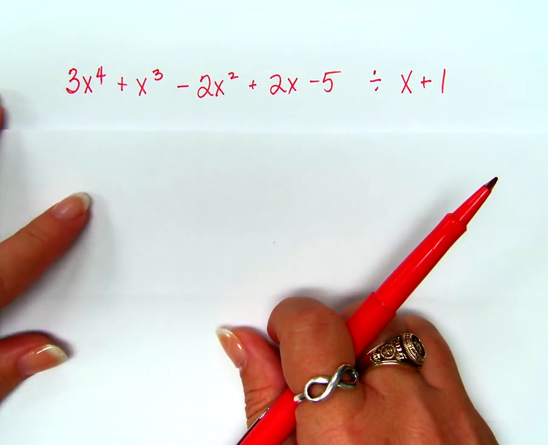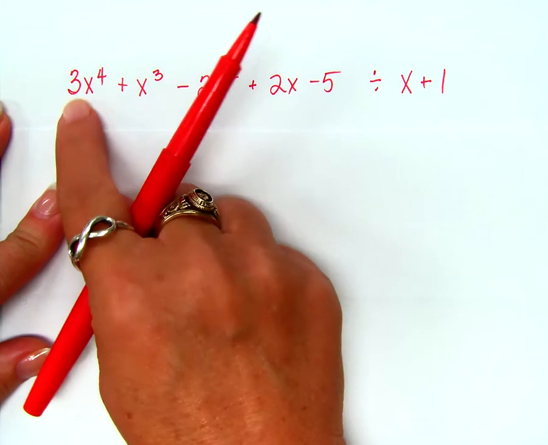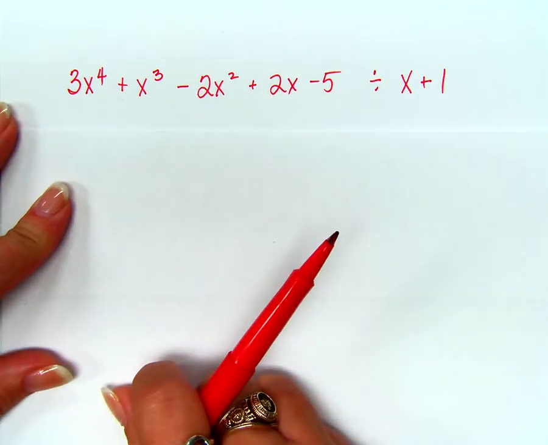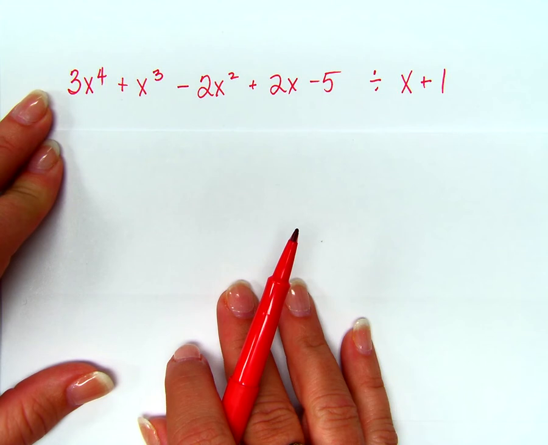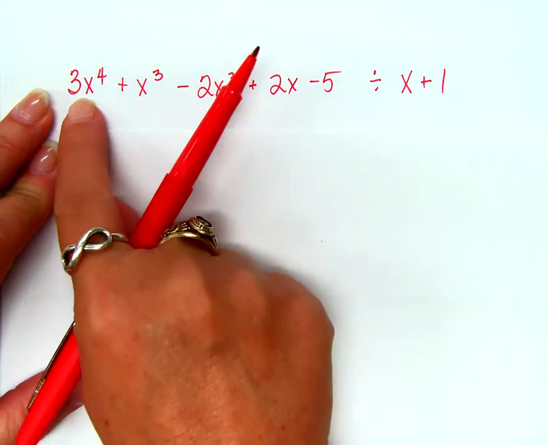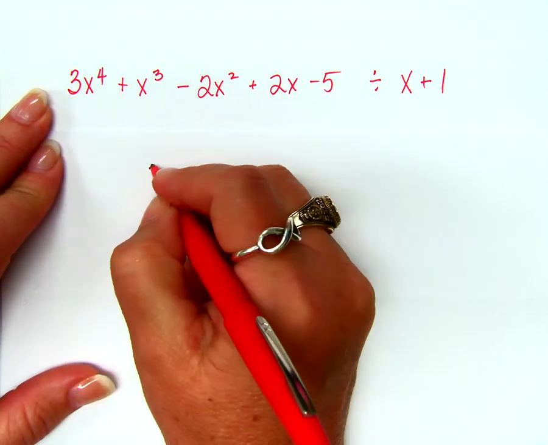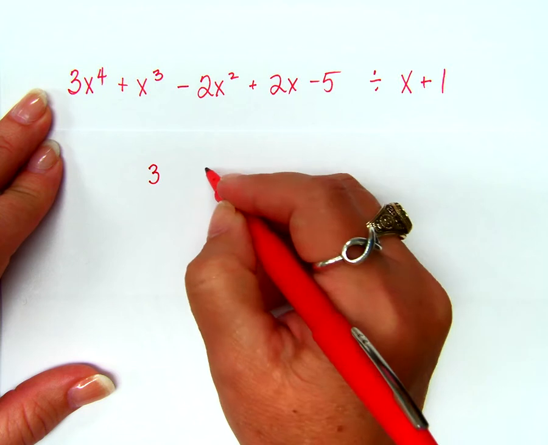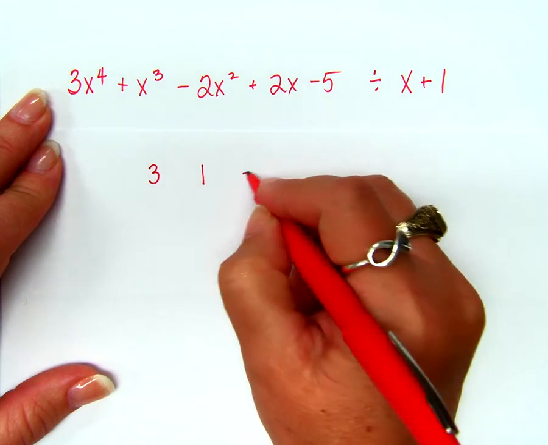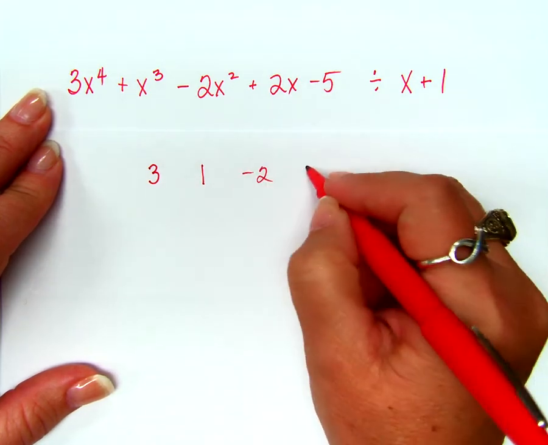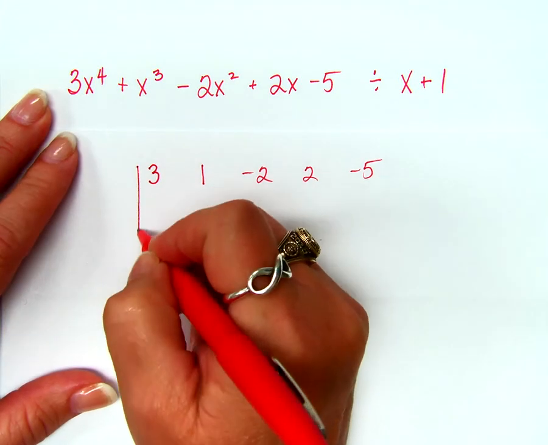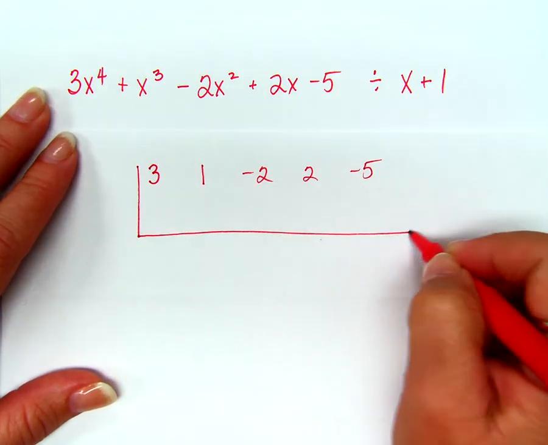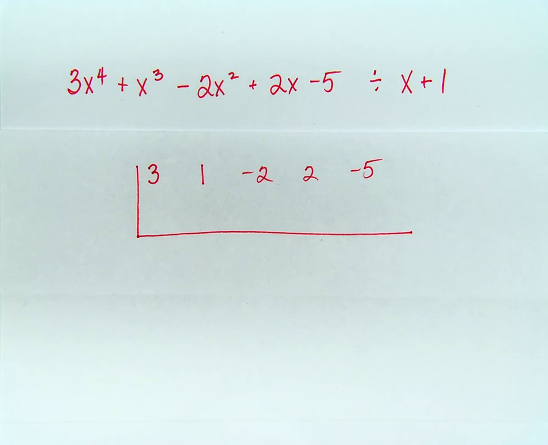And what does coefficient mean? Yeah, the number in front of the variable, right? Okay? So let's write the coefficients out of my divisor. Excuse me, my dividend. What's the coefficients of my dividend? 3, 1, -2, 2, and -5. Then I write my division sign. Yes, I know it's upside down. That's how we do it. It's okay.